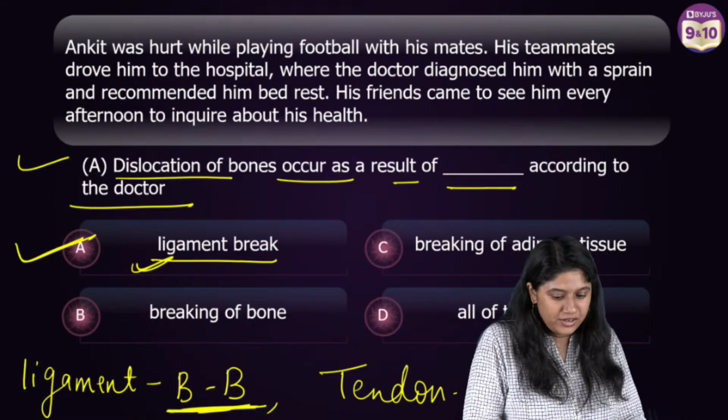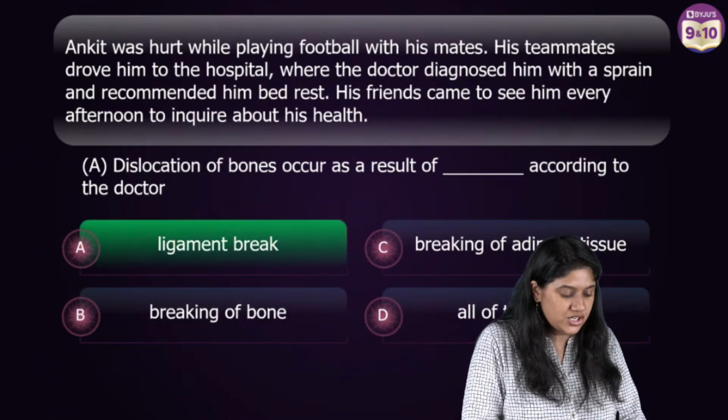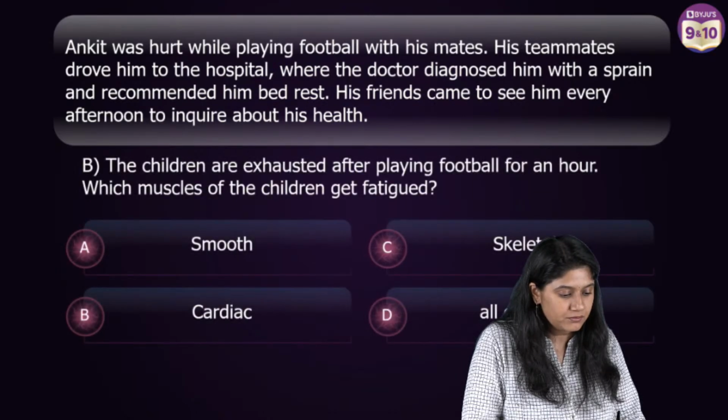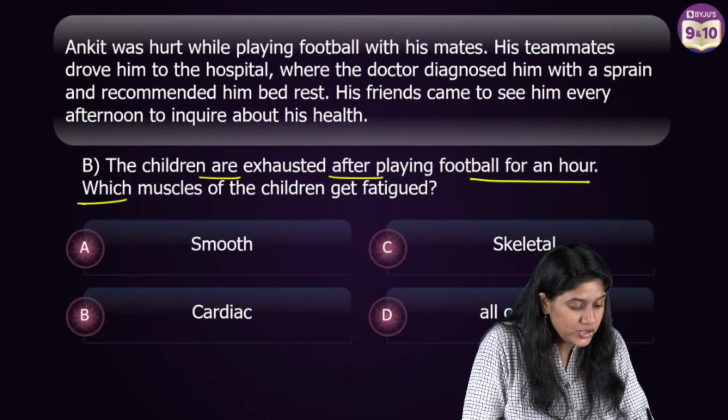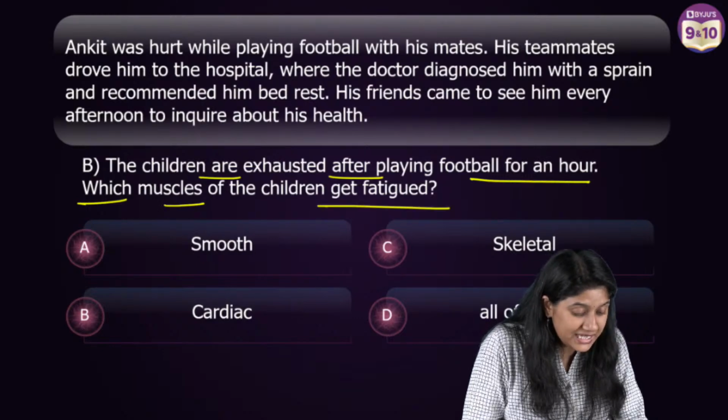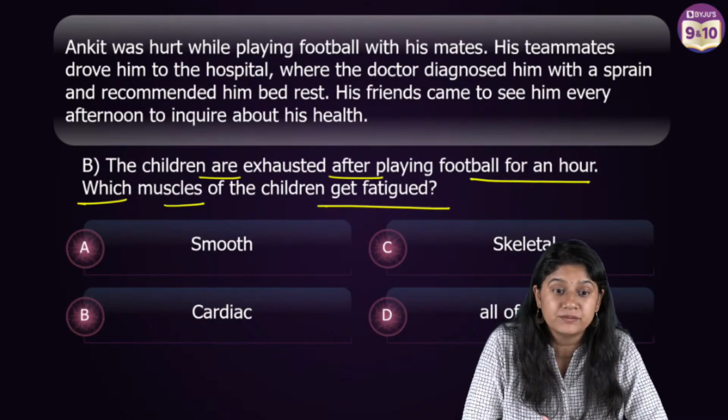Okay, everyone. Let's move ahead to the next question. That's the A part. Let's take a look at the B part of this question. The children are exhausted after playing football for an hour. Which muscle of the children is getting fatigued? Which muscle is getting tired over here?